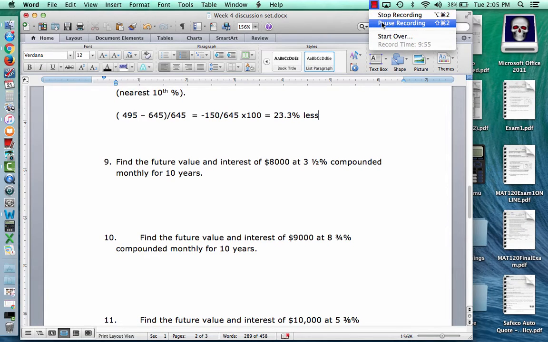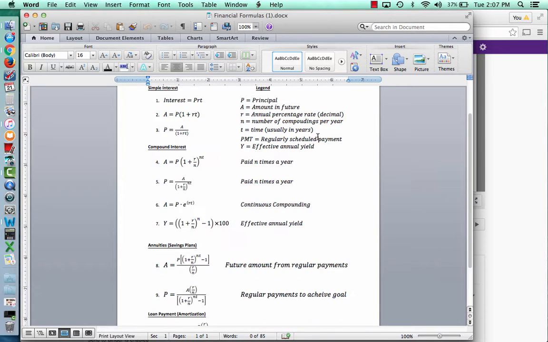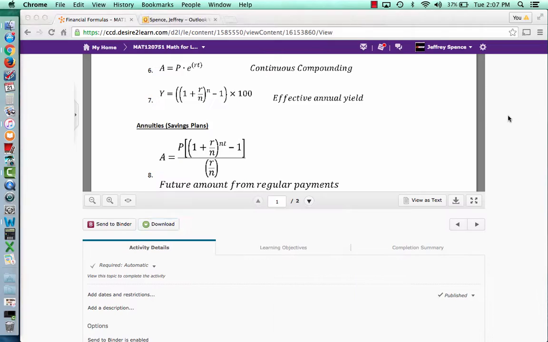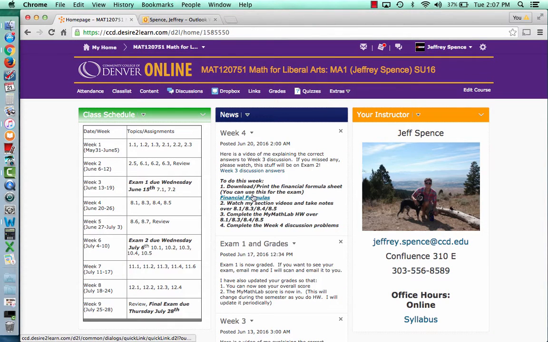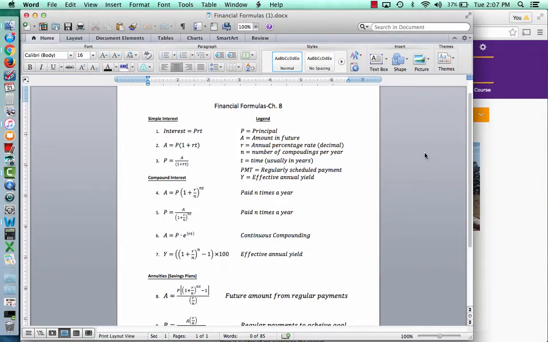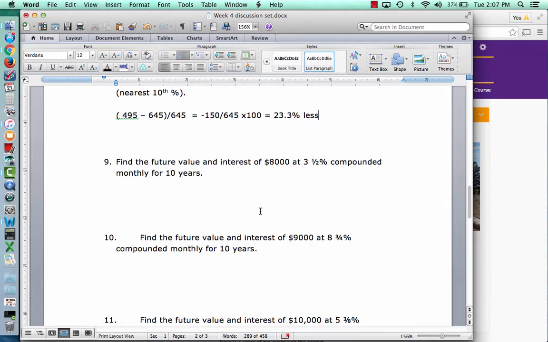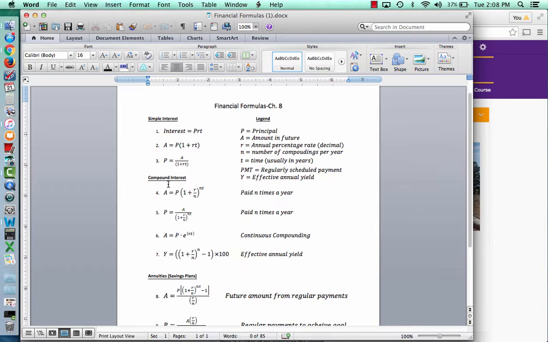Okay, so for these problems, I'm going to refer to my financial formula sheet, and just so you know, that's linked on the news feed right there. You can click that and you can use this formula sheet for the exam. So this problem says find the future value and interest of $8,000 at 3.5% compounded monthly. So since it's compounding interest, I want to use formula 4 here.